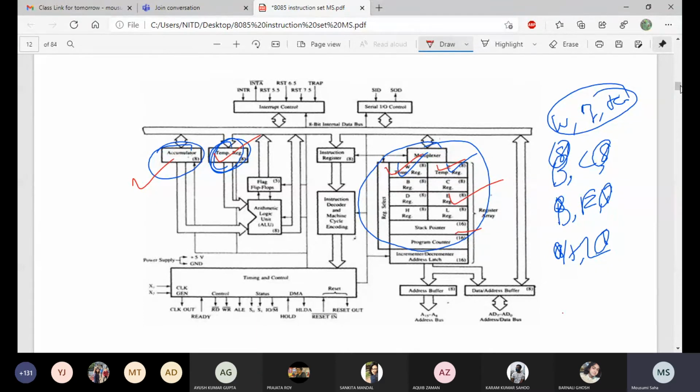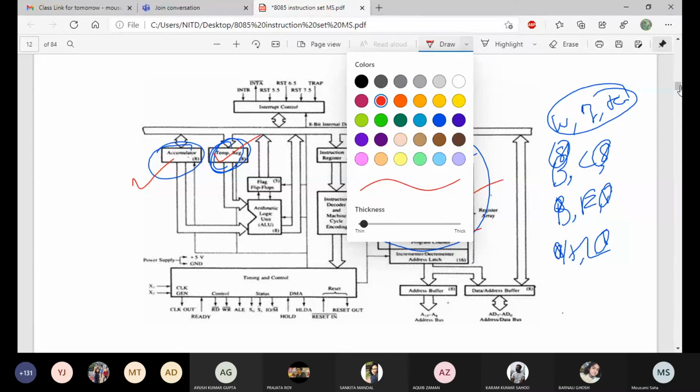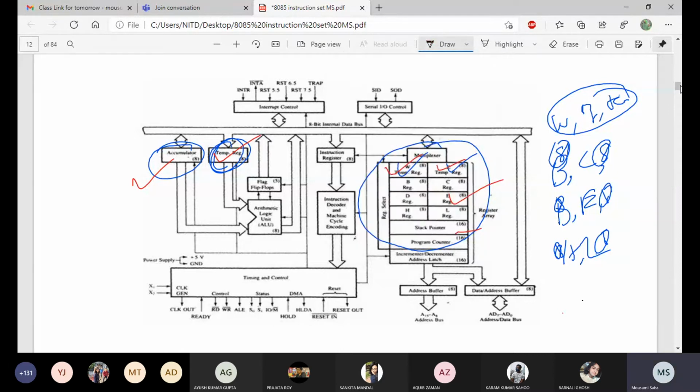So what are the registers? B, C, D, E, H, L. You have an accumulator. The accumulator is also 8-bit. Sometimes you can use 16-bit, and at that moment you have to use the pairs B, C, D, E, H, L. These work as 16-bit. So for B, C we write B, for D, E we write D, and for H, L we write H.